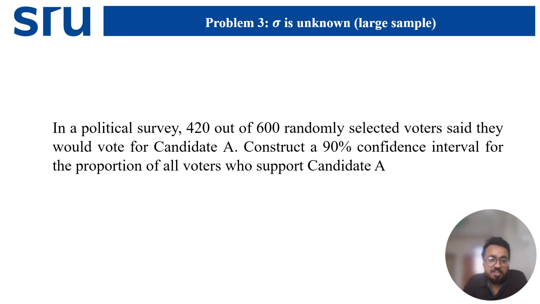There is another problem. In a political survey, 420 out of 600 randomly selected voters said that they would vote for candidate A. Then construct a 95% confidence interval for the proportion of all the voters who support candidate A. In this question, we can see that n equals 600, that is a large sample size, and also the standard deviation is not given here. Okay, so that's why we will use the formula for the proportion, right?